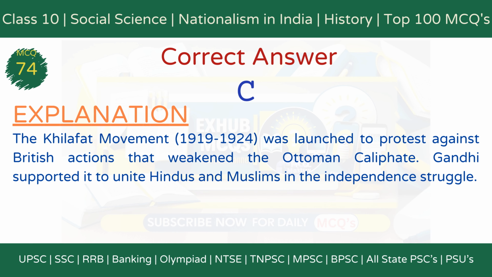The correct answer is option C, to protect the Ottoman Caliphate. Explanation. The Khilafat movement, 1919 to 1924, was launched to protest against British actions that weakened the Ottoman Caliphate. Gandhi supported it to unite Hindus and Muslims in the independence struggle.